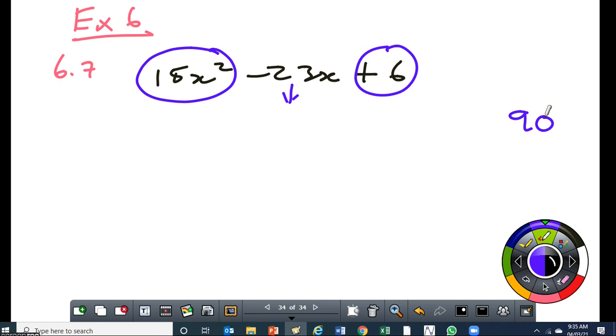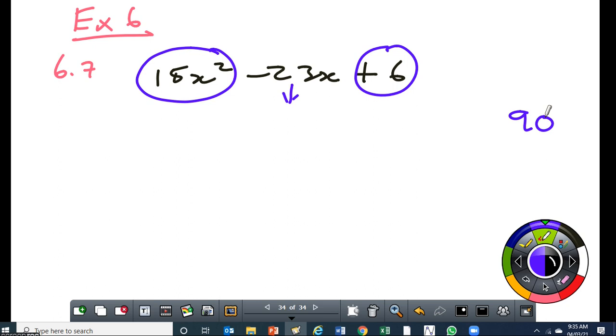Every subject has got its own language. Be familiar with the language of every subject. For maths, you need to know the language for the subject. When I teach, I use the language for the subject. Okay, so we have multiplied the 15 and the 6 and we got 90.